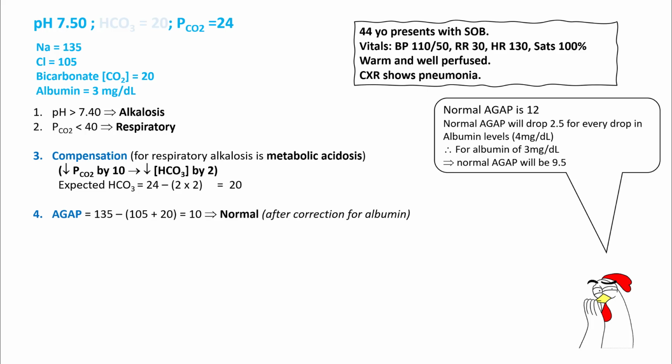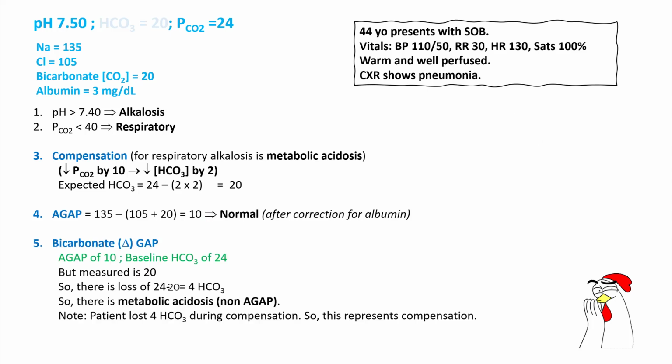To calculate the anion gap, always make sure that you look at the albumin levels. You know that the anion gap will drop by 2.5 for every drop in albumin level. So in this case, the albumin level is 3. So the normal anion gap for this patient is not 12, it's 9.5. And when we calculate the anion gap, it's 10, which is similar to 9.5. So there is no anion gap in this case.